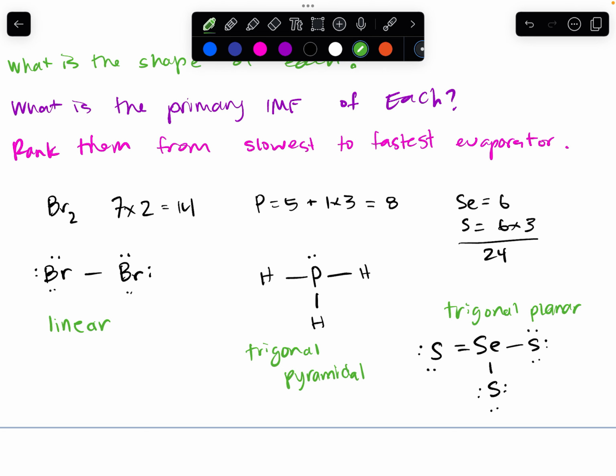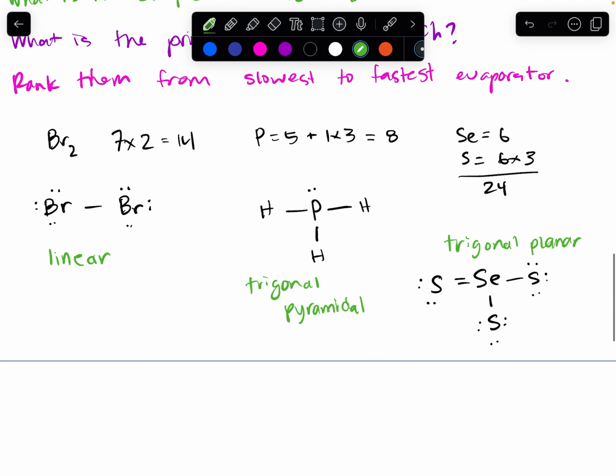Okay. If you want to know about intermolecular forces on each, the intermolecular forces rules are pretty straightforward. Either it's symmetrical, and if it's symmetrical, it's going to be LDF, or it's not symmetrical, which is dipole-dipole, or it has a hydrogen bonded to an N, O, or F, and that's hydrogen bonding.